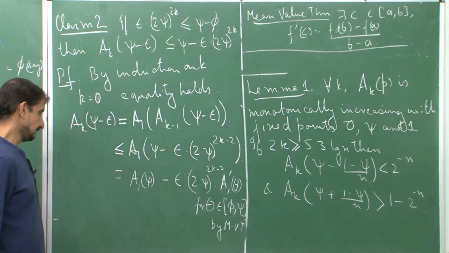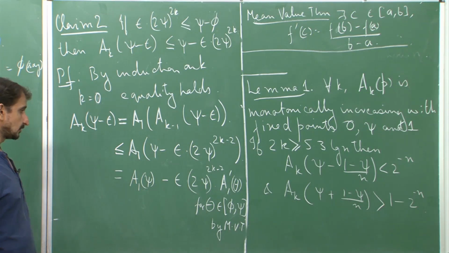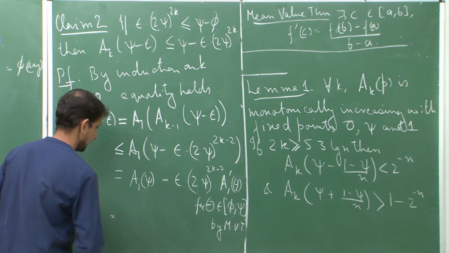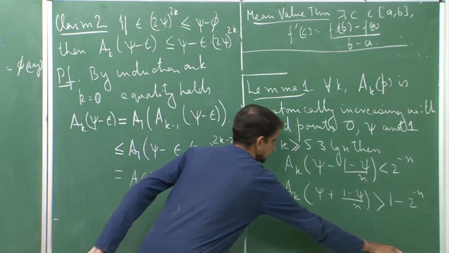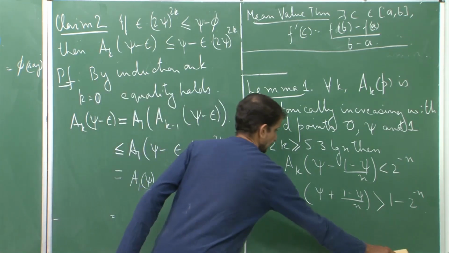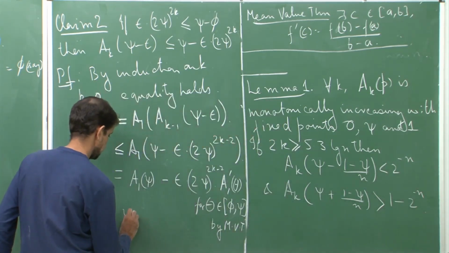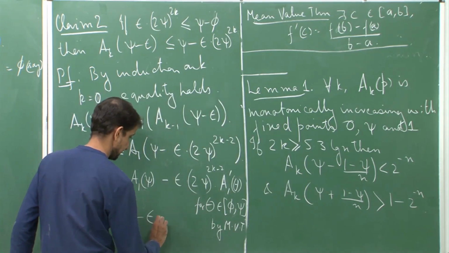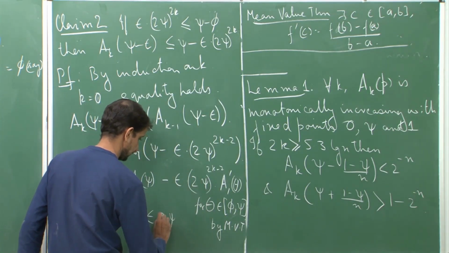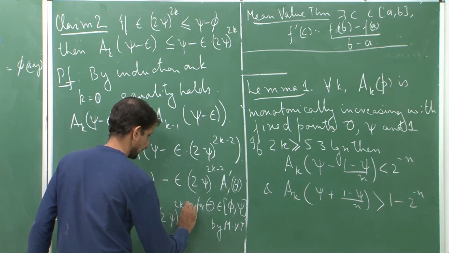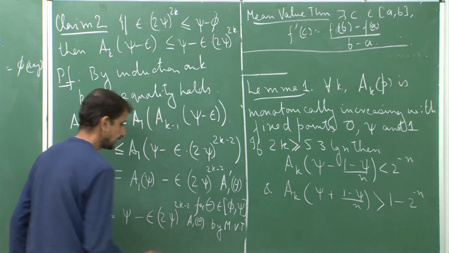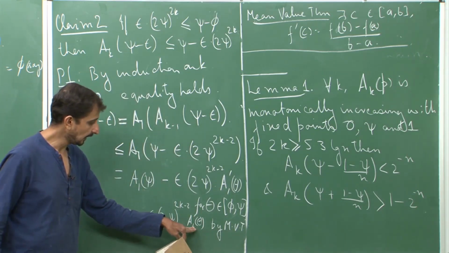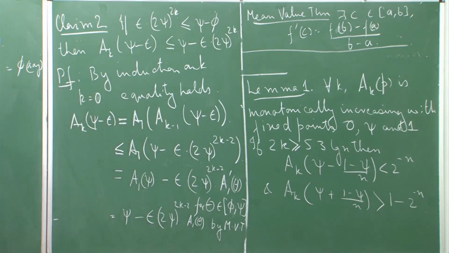This is the consequence of the mean value theorem, and this is equal to, since psi is a fixed point, psi minus epsilon times 2 psi to the power 2k minus 2 times a_1 prime of theta. And now, what can we say about a_1 prime of theta in terms of, let us say, a_1 prime of psi?